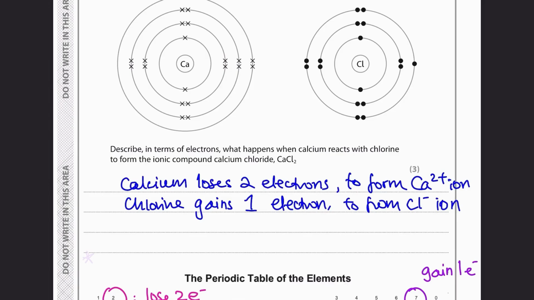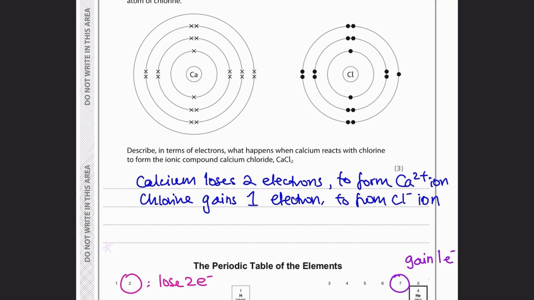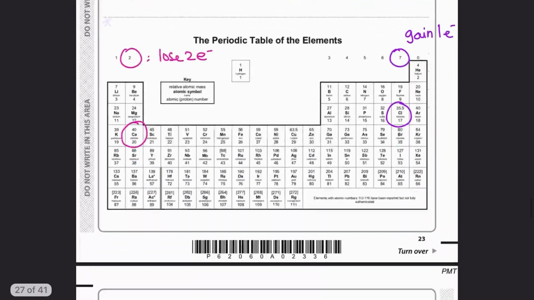Please be careful not to mention anything about covalent bonds here. This is an ionic bond because these are ions, right? And I'm saying that because the mark scheme specifically says any reference to covalent or metallic bonds scores 0 marks. So this is a question on ionic bonds because these are ions. Okay, great.